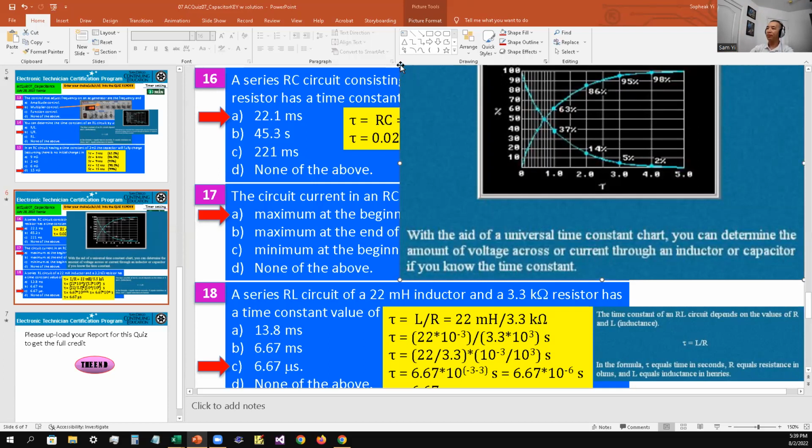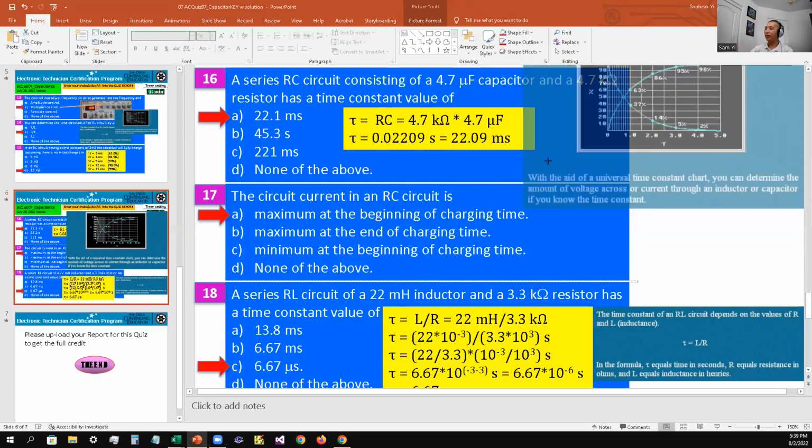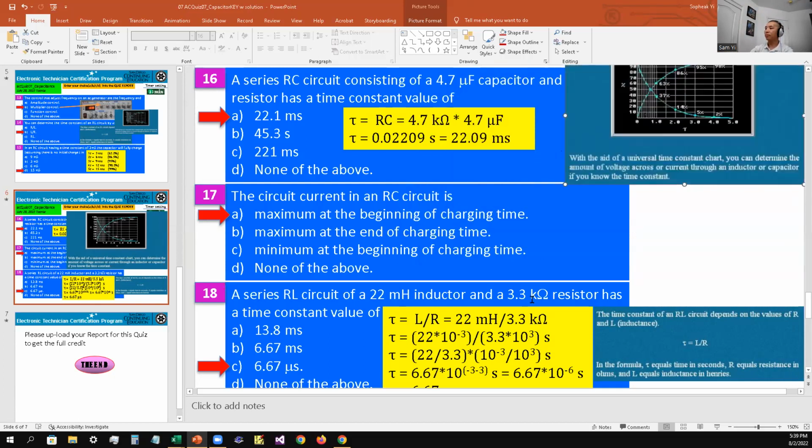Okay. So therefore, it's maximum at the beginning, the beginning of the charging time. So A is as in apple for number 17.